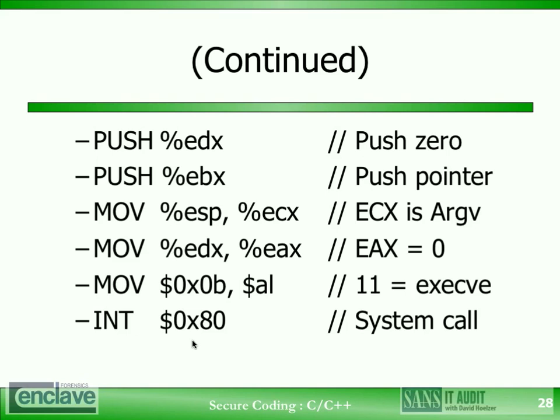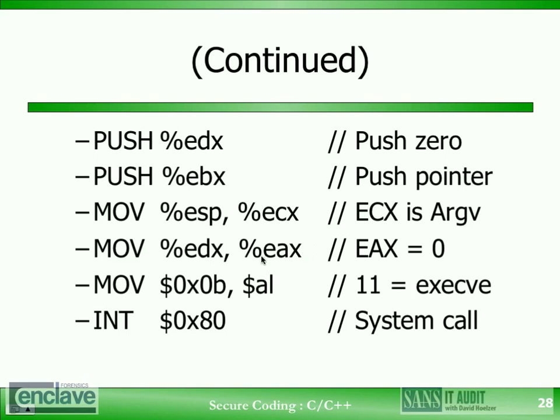So we are simply pushing these things on the stack to set ourselves up as though we were actually calling execve from C, or as though we had taken a C call and compiled it into assembler. So we then push EDX, the 0, onto the stack, and we push the pointer onto the stack. Next, we move the stack pointer into ECX, which is what argv is going to represent inside of the call, and move EDX into EAX. That's the 0. So we've now nulled out EAX.